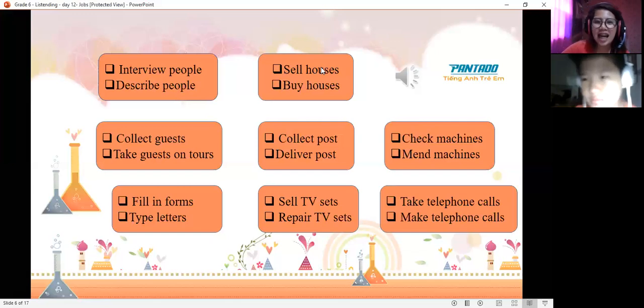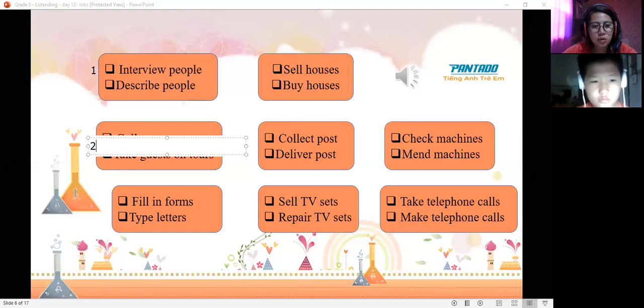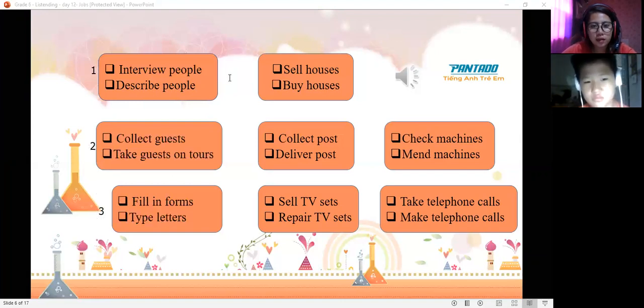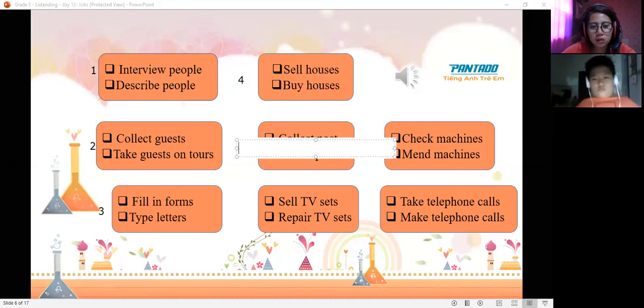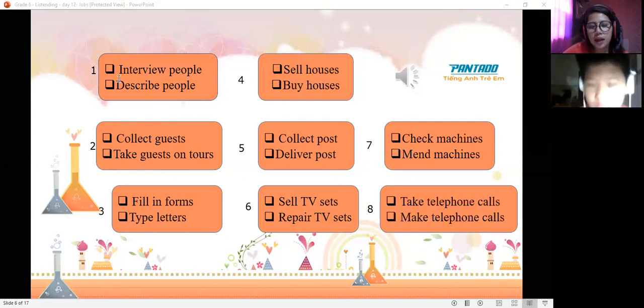Okay. So now, in this number, I will put a number for you to identify. 1, 2, 3, 4, 5, 6, 7, 8. Okay, Dang. In number one, what is the correct answer? It is interview people or describe people. We will answer this first, then later we will find out if your answer is correct. Okay, so what is your answer? Is it interview people or describe people? It's describe people. How about number two?